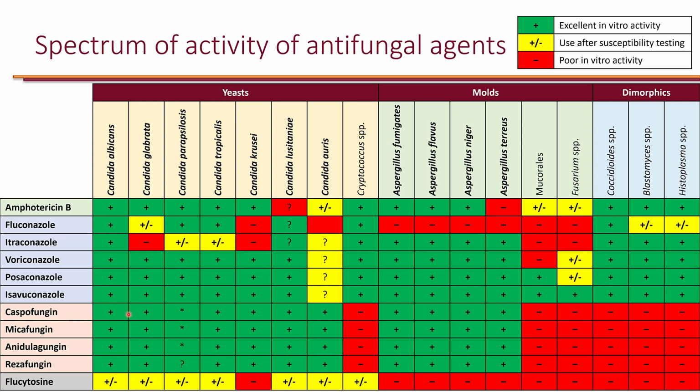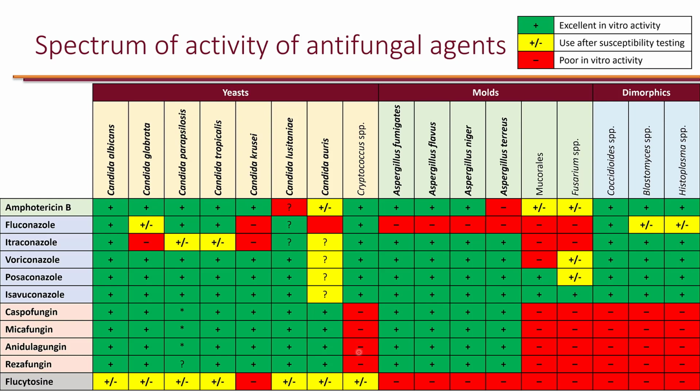Now, when you go to echinocandins, they probably have superior activity against yeast compared to azoles. So pretty much they cover all of these yeasts, including Candida auris. So pretty good activity against Candida auris. But the shortcoming is that echinocandins are not active against cryptococcus.